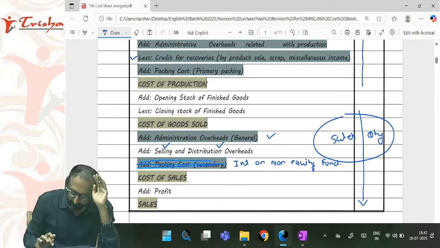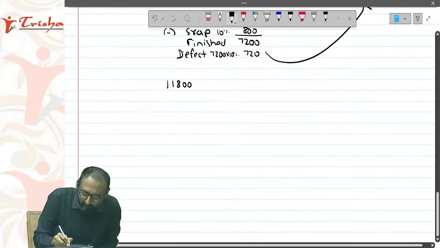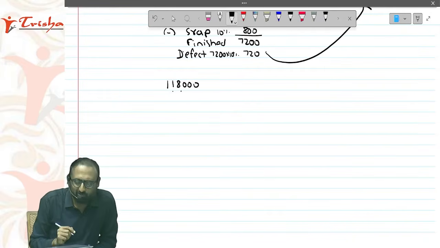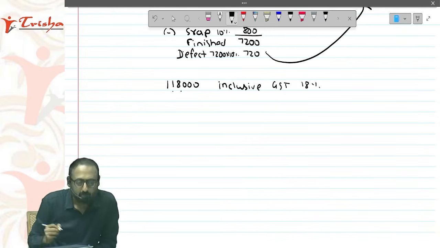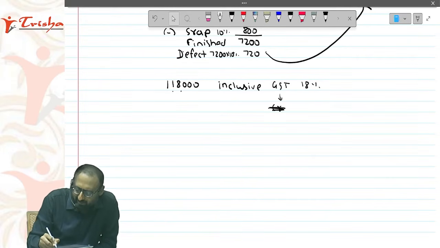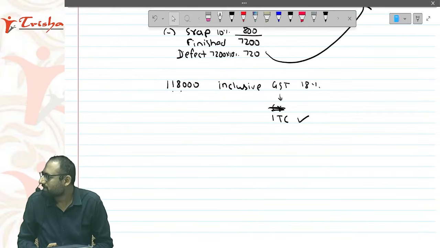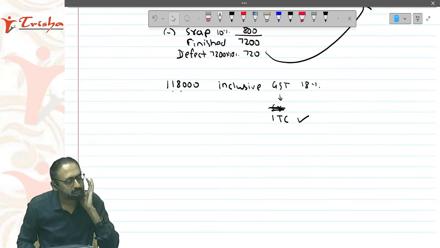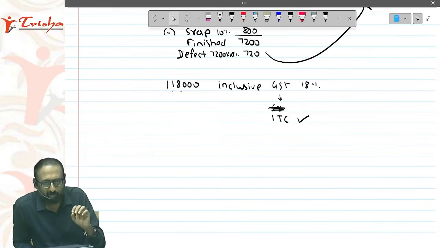Material given in a question 1,18,000, inclusive of GST of 18%. Material purchase 1,18,000 inclusive of GST of 18%. And for GST, input tax credit is eligible. Now you tell me, Sarji, how much you will record this raw material?